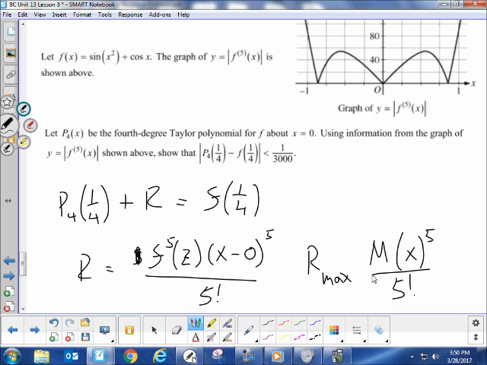Well, I'm trying to approximate f of 1/4. So we are centered at 0. 0 is the c value. This 1/4 would be the x value. So I put 1/4 in for the x. Put 1/4 in for the x. All I need now is M, the maximum value that our fifth derivative can take between 0 and 1/4.